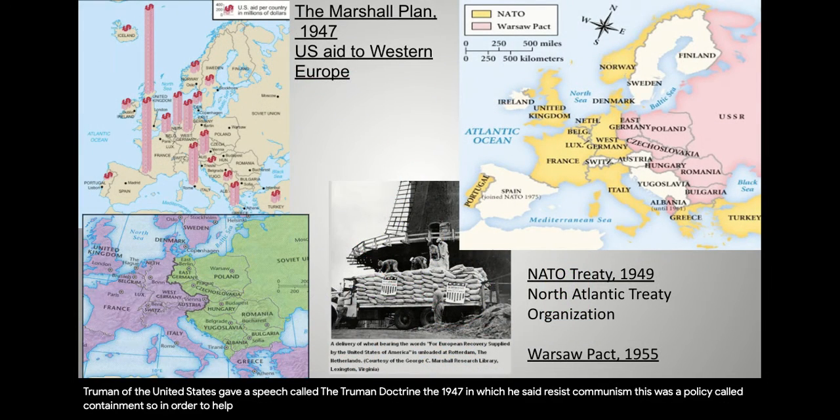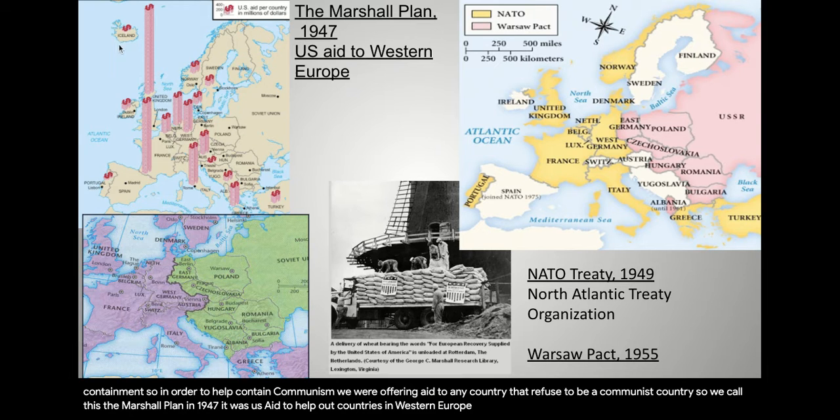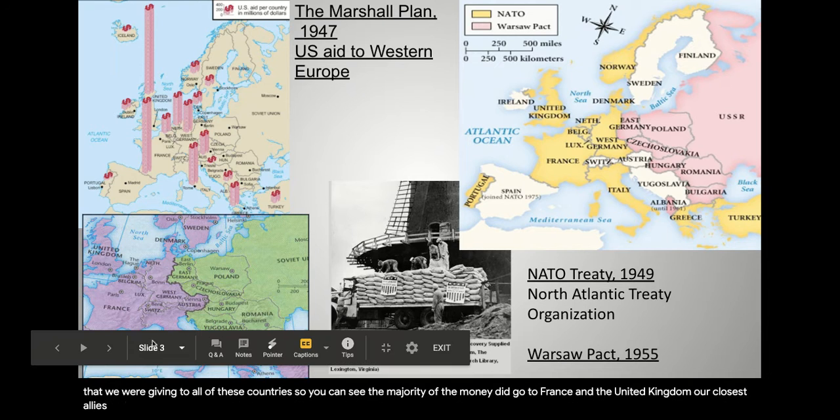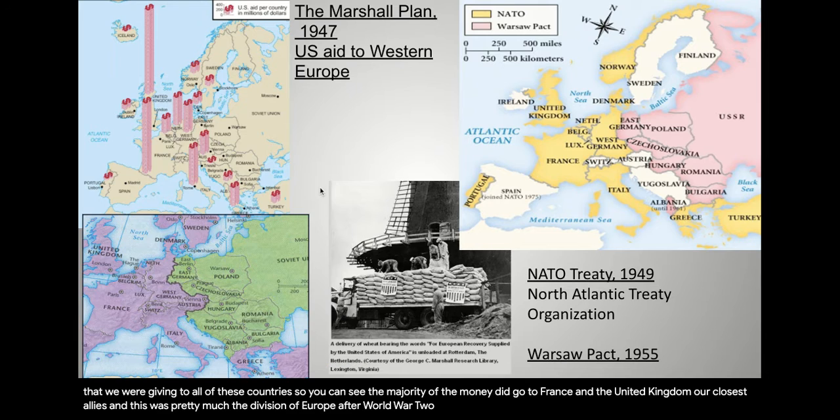So, in order to help contain communism, we were offering aid to any country that refused to be a communist country. We called this the Marshall Plan in 1947. It was US aid to help out countries in Western Europe. This map shows you the amounts of money in millions that we were giving to all of these countries. You can see the majority of the money did go to France and the United Kingdom, our closest allies. And this was pretty much the division of Europe after World War II was over, during the Cold War, into West and East.